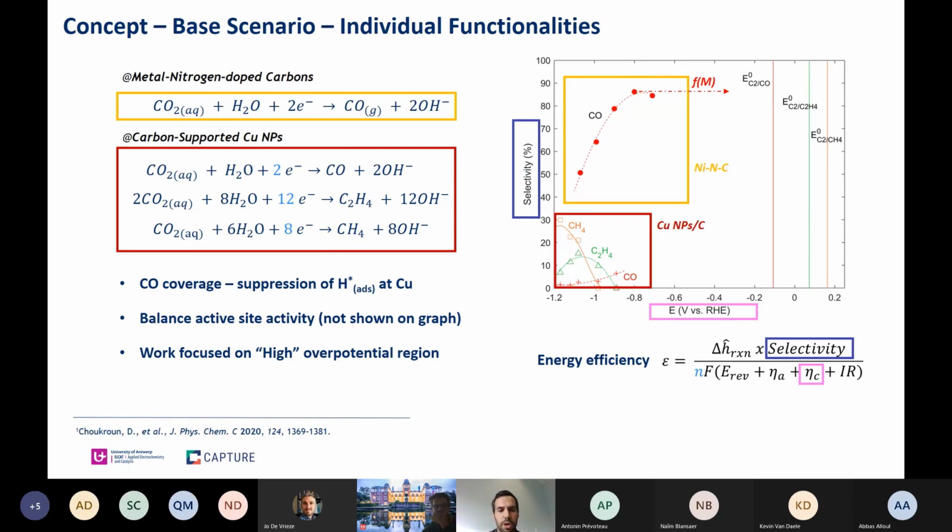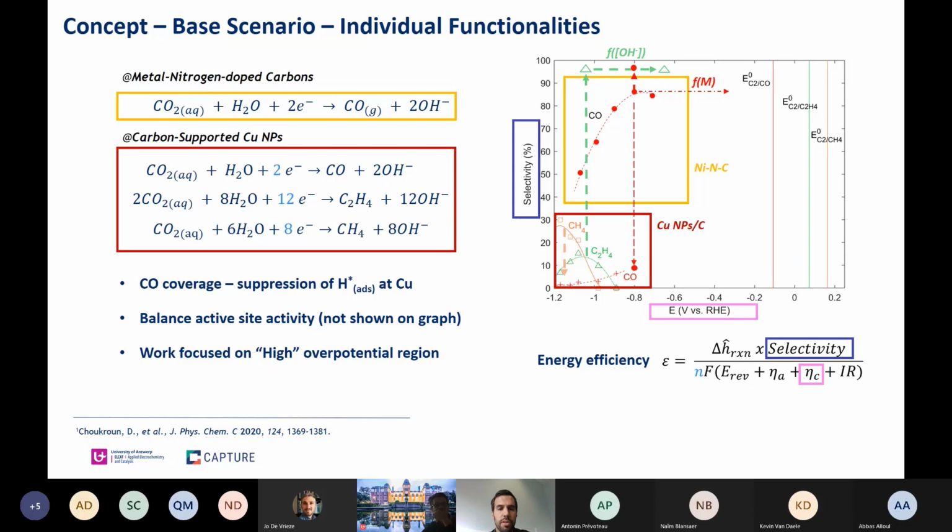Now, of course, we would like to achieve a high selectivity towards one product because that will increase the energy efficiency, and we would also like to increase the selectivity of the carrier, in this case the metal nitrogen doped carbon, as high as possible. In a later stage, we would also like to reduce the overpotential, also to increase the energy efficiency, as you can see in the term here, and also reduce the power consumption of the cell. But in this talk, I will focus only on the high overpotential region.